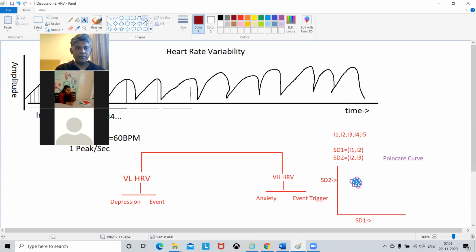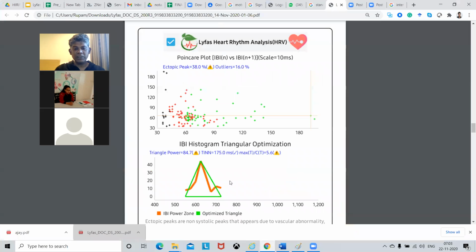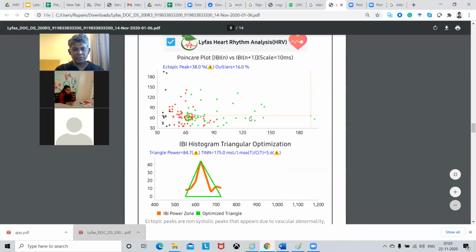We plot a triangle to close this marker. This is what is known as the IBI triangle, or inter-beat interval triangle, which you can see in the Lyfas over here. Whichever are the valid signals, we try to club them wherever the distribution is more. We try to place a section over there in order to find out where the distribution is more. So this is known as the IBI triangle.